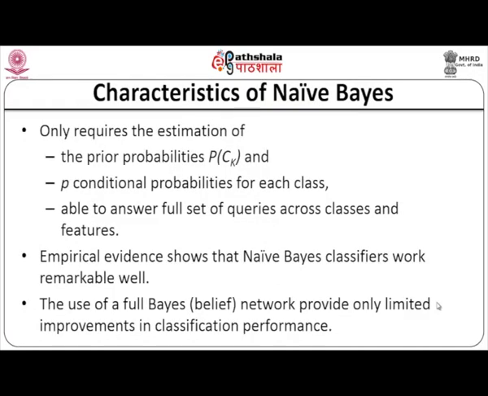Now, a characteristic of naive Bayes is that it only requires the estimation of the prior probabilities P(C_k) and the conditional probabilities for each class, and it is able to answer a full set of queries across classes and across features. Empirical evidence shows that naive Bayes classifiers work surprisingly and remarkably well. The use of a full Bayes belief network provides only limited improvements in classification performance. That was what has been found.